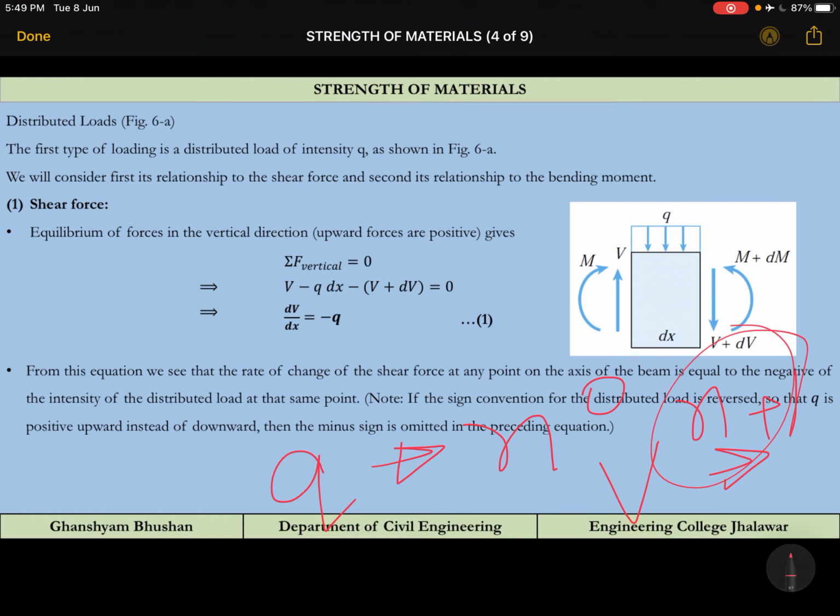So this is interesting. For a UDL, that means for linear variation, the shear force will vary as a 2 degree, quadratic equation. We will see this in the questions, but just now I am giving you some insights.